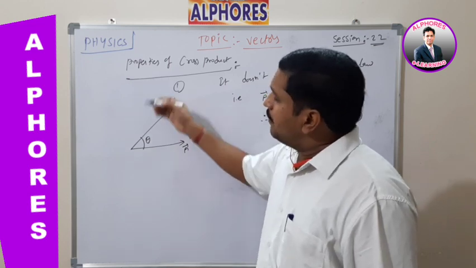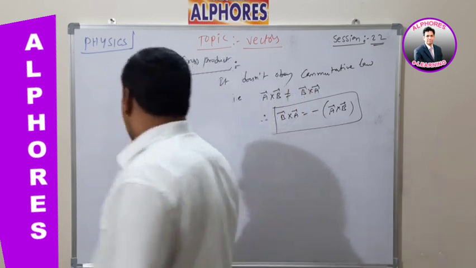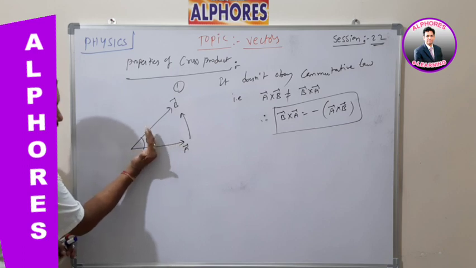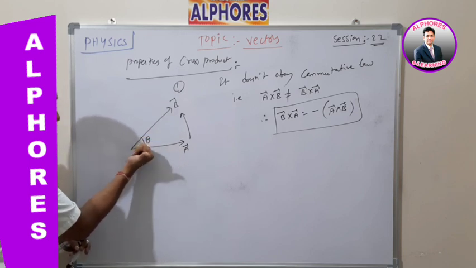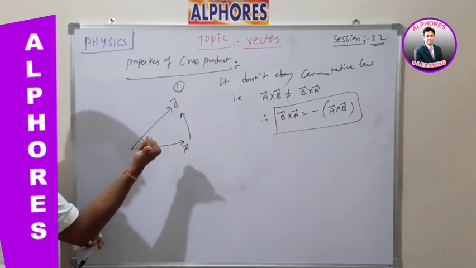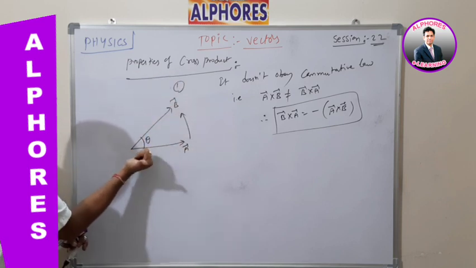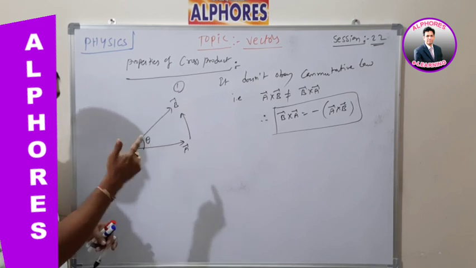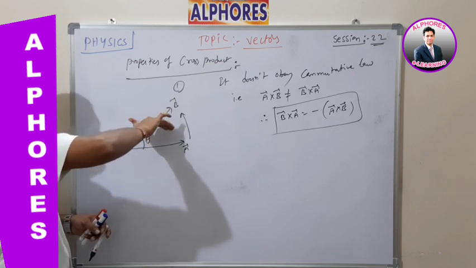means I have to find the value of A bar cross B bar. According to the right hand thumb rule, the four fingers are placed about the A bar vector and rotated from A bar to B bar. The thumb gives the direction perpendicular to the plane. This is the two-dimensional plane, and the thumb is perpendicular to this plane, like the positive z direction.